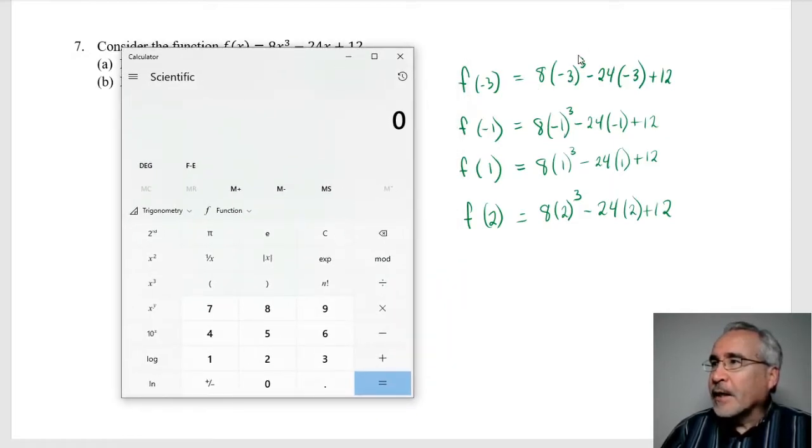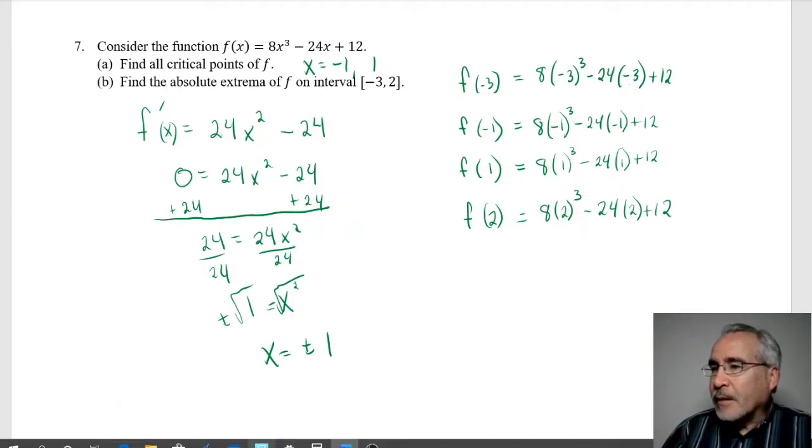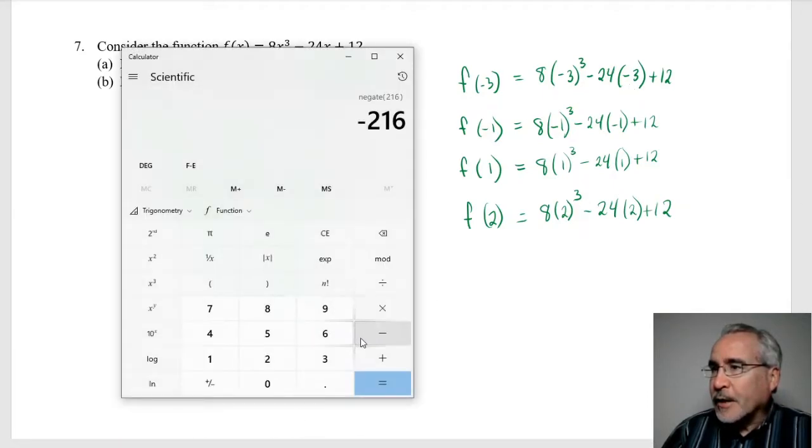Okay, so -3 cubed, that's actually 27, and it's -27. So 27 times 8 equals that. We'll put a negative on it. Negative times negative is a positive, so 24. So we're going to add on 24 times 3. And then we're going to add 12. Yeah, it was way down there, -132.